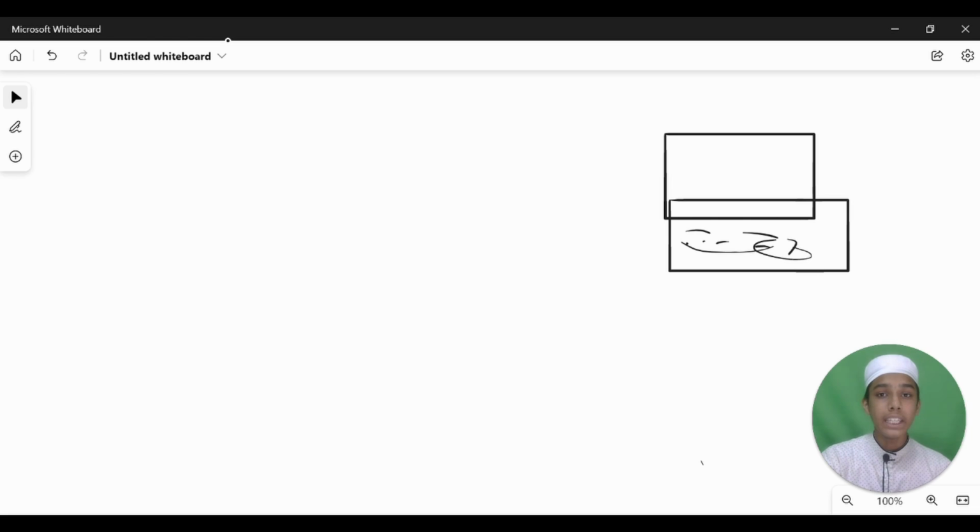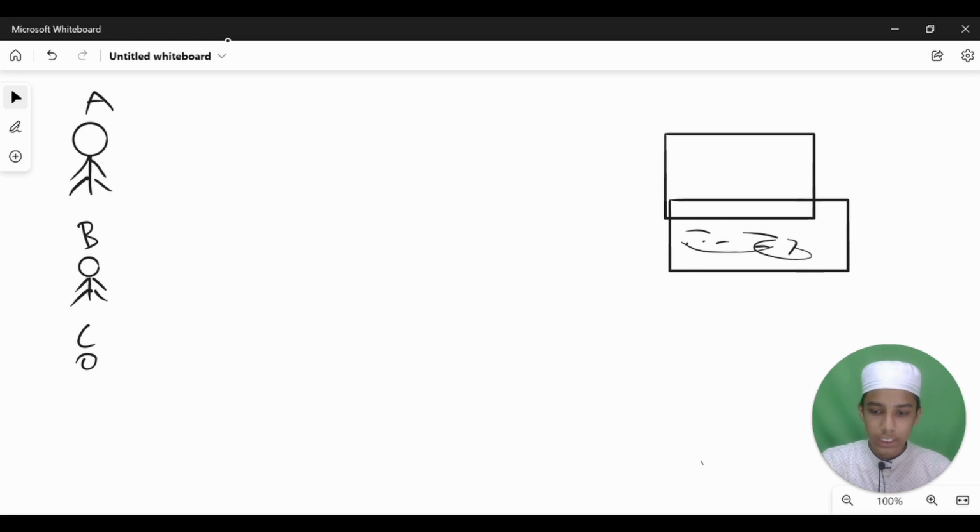Now, for building the laptop, we need some machines, some people, some stuff for creating it, and some computers. For building this laptop, we need some persons, as I said. Let's name the persons. This is person A, this one. And this is person B, who has something like this. And this is person C, who has something like this. And this is person D.